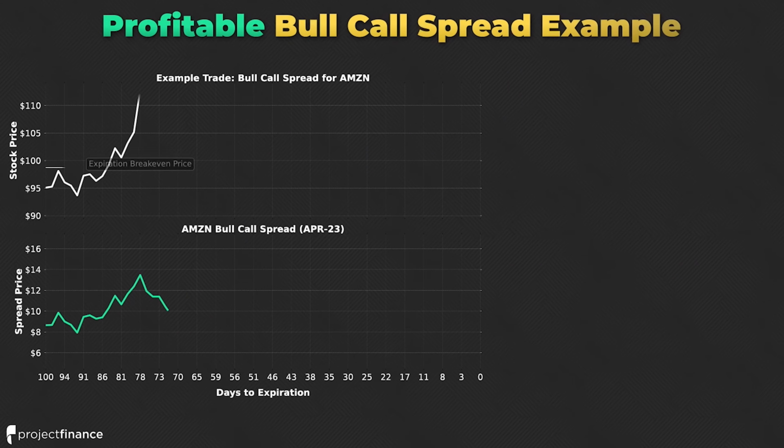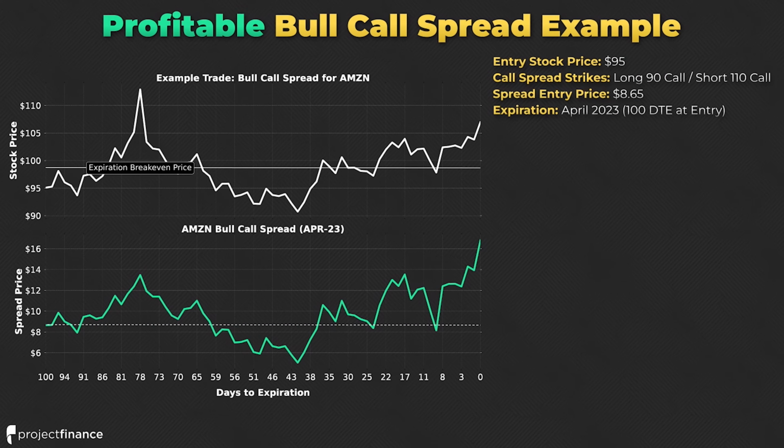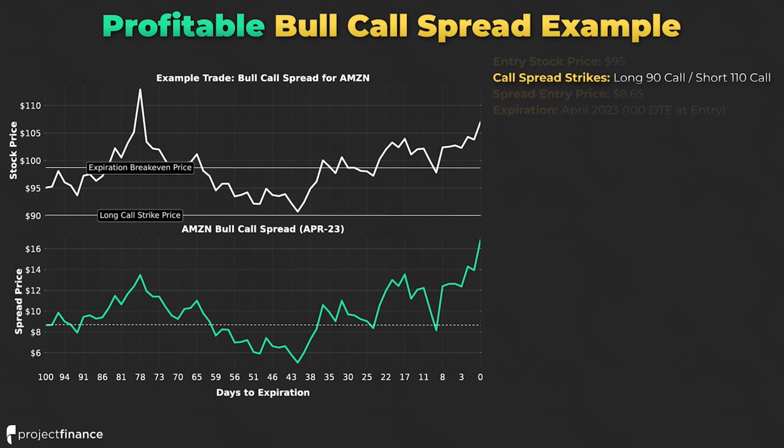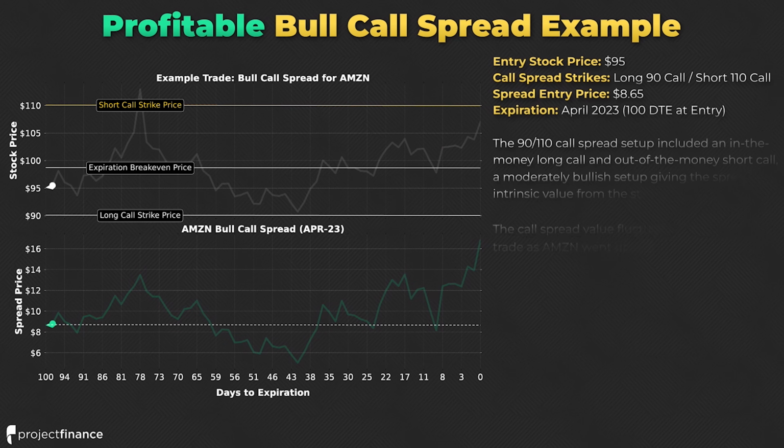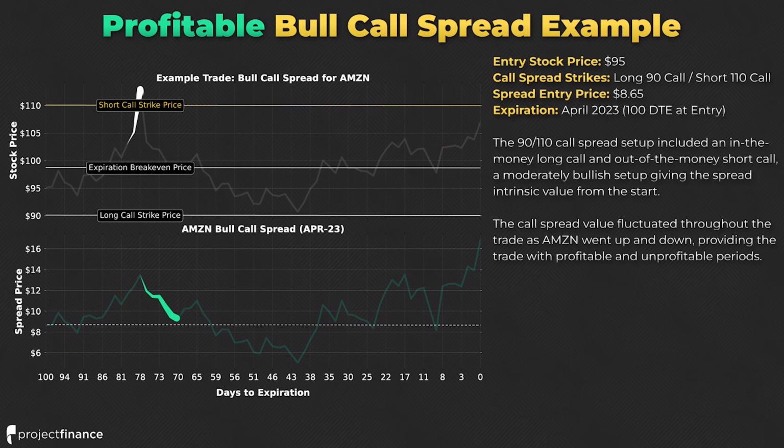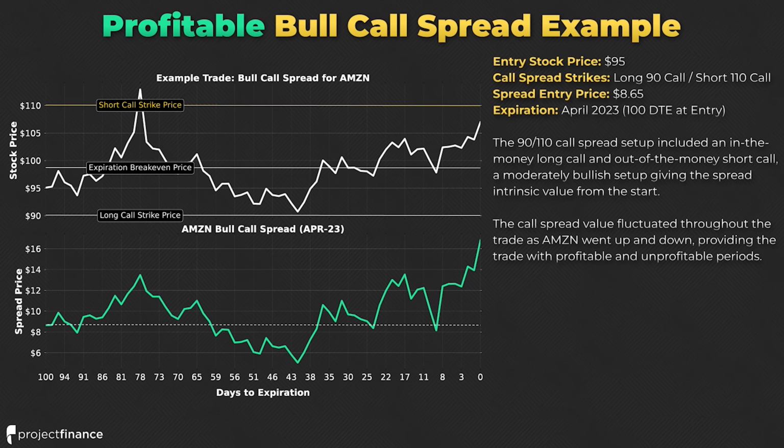Here's an example of a profitable bull call spread position. This is in Amazon. The entry stock price is around $95, and this spread had 100 days until expiration. The particular setup was to purchase the 90 strike call and short the 110 strike call for a total price of $8.65. As we can see, the call spread value fluctuated throughout the trade as Amazon went up and then went down, providing the trade with profitable and unprofitable periods.